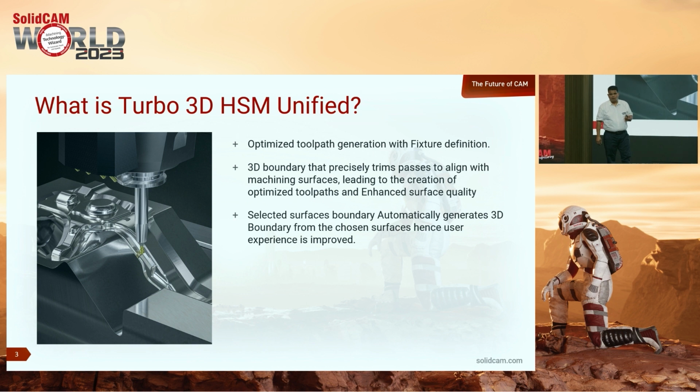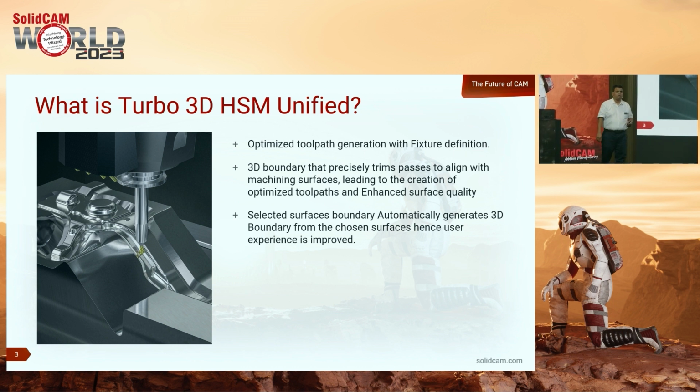Boundary definitions are much better inside the unified engine. You can just select either one surface or a group of surfaces, and it generates the boundaries, whether it's a contact point boundary or a tooltip boundary, automatically.